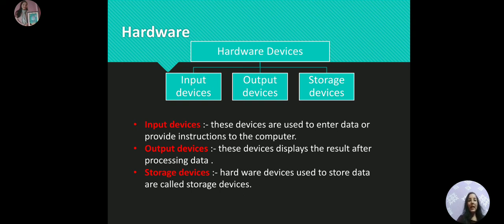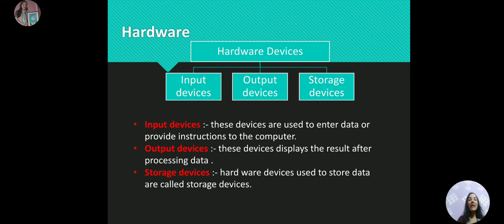Now, when we talk about input devices, children, input devices are those devices which help us to give the input to the computer, with the help of which we can give command to the computer. Such devices are called input devices. Second type of devices are output devices. These are those devices which help us to see the result, to see the output of the entire process or the calculation done or the command given.